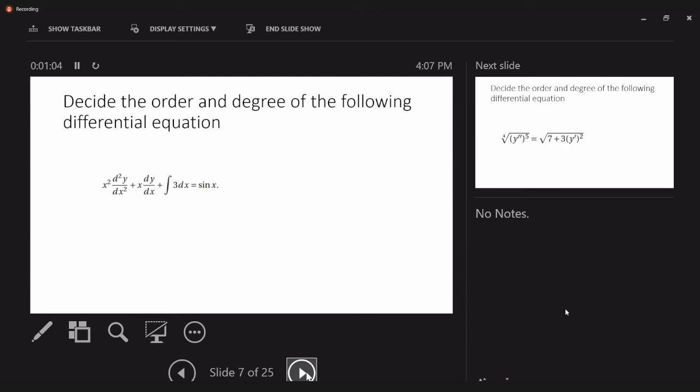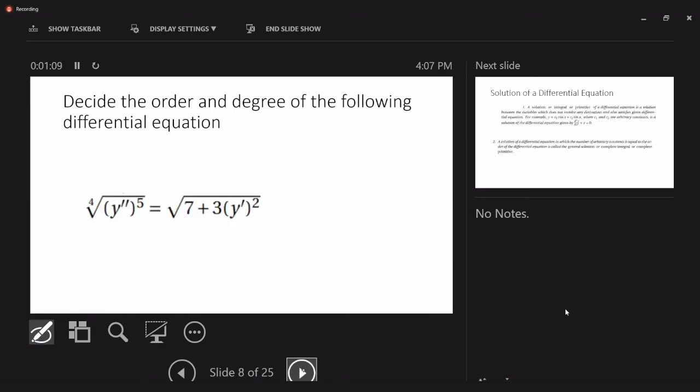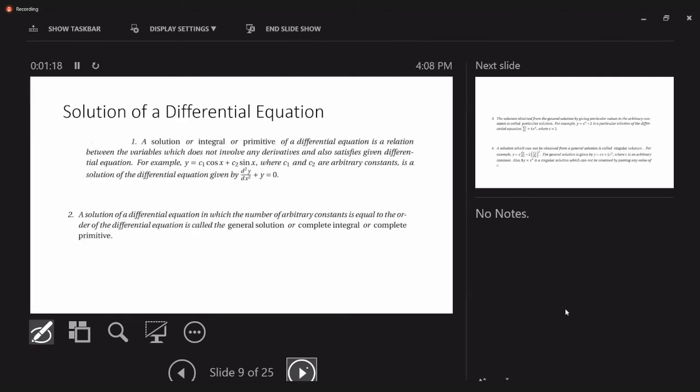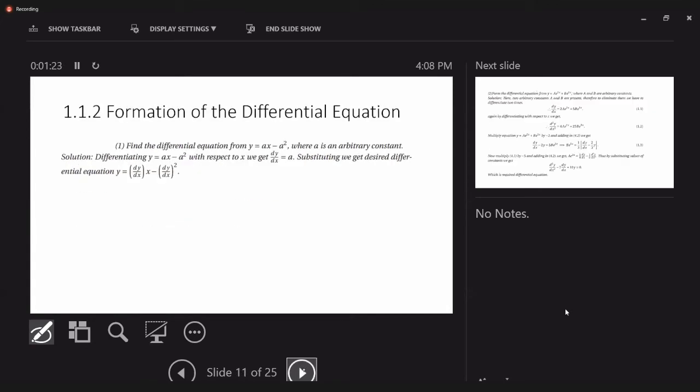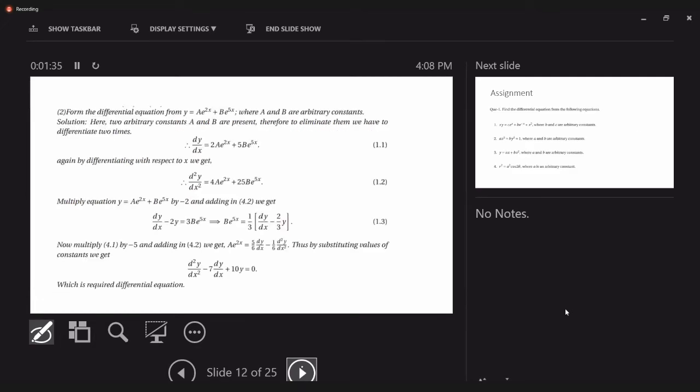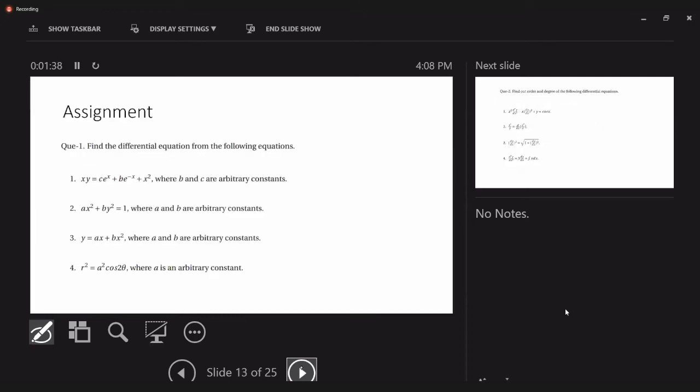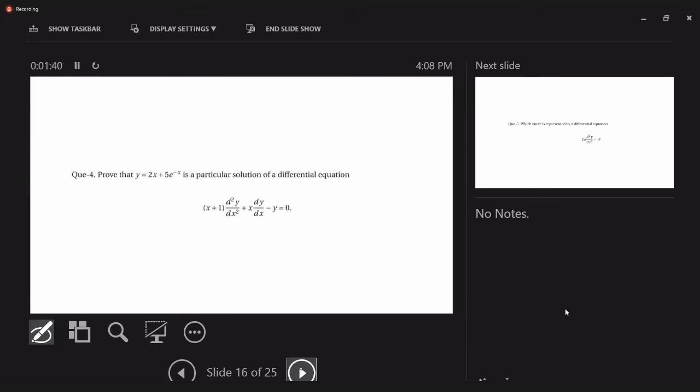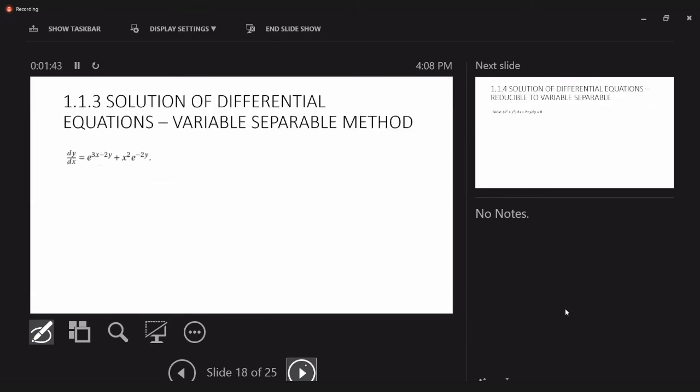Then while finding order and degree, I told you that you have to get rid of the integral sign or any other radicals, etc. And then only you will report the order and the degree. So all these things also have been completed. Then after that, we just saw the definition of solution, right? Then after that, what we did, formation of the differential equation. Is that correct? Yes or no? You can look into your notebook and just confirm. Yes, ma'am. For this formation of the differential equation also, we saw some examples, right?